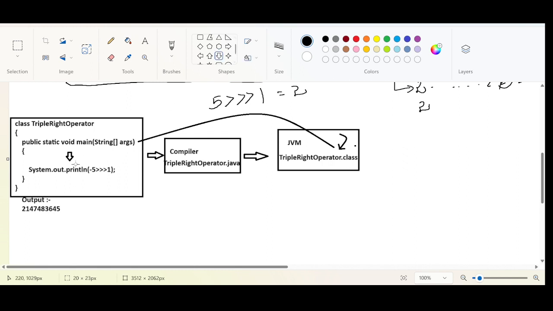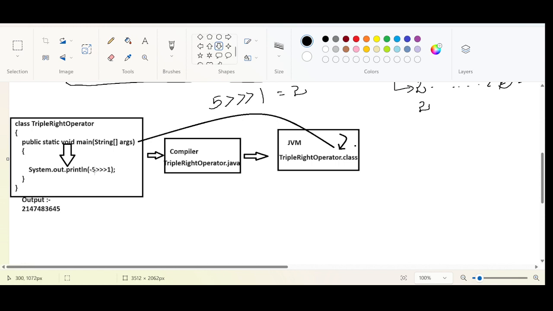How many instructions are there here? Only one instruction is there, right? So what is the only instruction? The only one instruction is System.out.println, right? Inside the System.out.println, we are trying to evaluate an operation. We are trying to perform an operation. What operation? Triple right shift operation. So this is the operation that we need to perform, right?